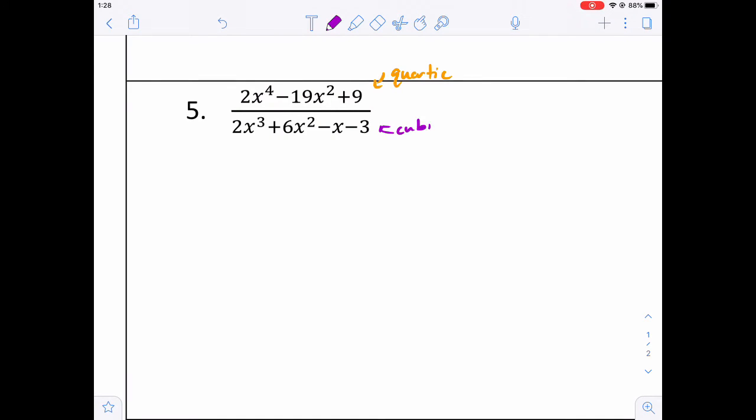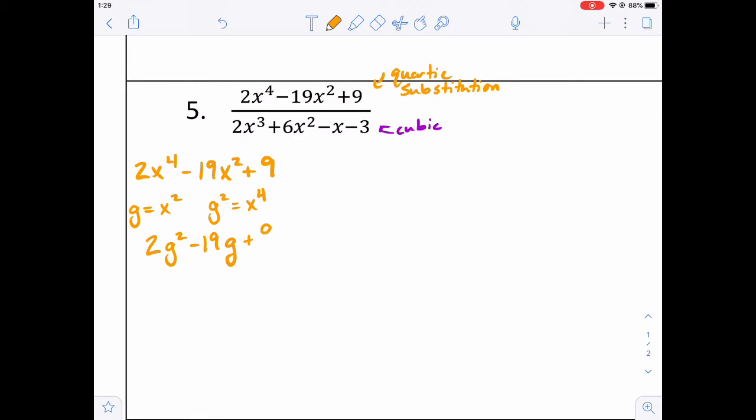Cubic. So we're going to have to use our new factoring methods. This one is going to be substitution. Let's do our numerator first. So we have 2x to the 4th minus 19x squared plus 9. So let's use g. Let g be x squared, and g squared equals x to the 4th. If we do that, we have 2g squared minus 19g plus 9.